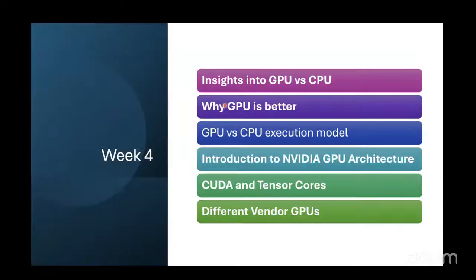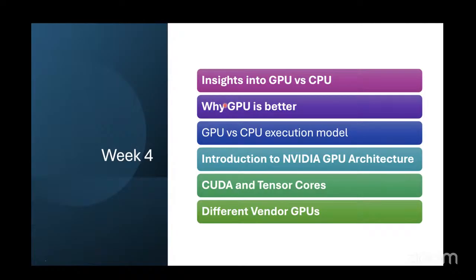Okay. Coming back to week four. Since AI systems are mainly used on GPUs, we will have an analogy between CPU and GPU. Why do we go for GPU? Why are AI systems only suitable for GPUs? We will cover in detail why GPU is better than CPU.